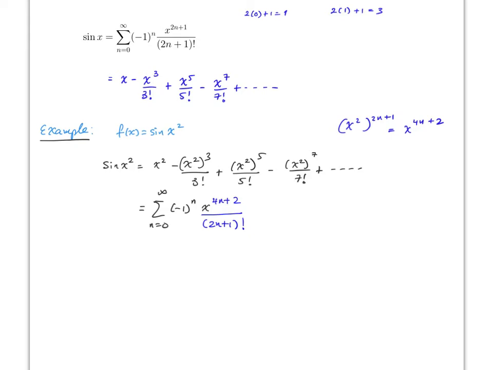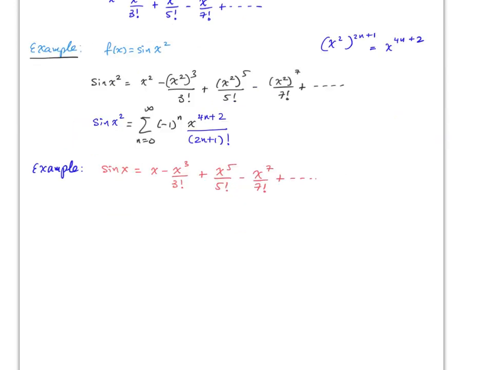Now, just to verify that this is correct, let's check a couple of them. If n is 0, notice that 4 times 0 is 0 plus 2 is 2, which is the 2 right here. 2 times 0 is 0 plus 1 is 1, so 1 factorial is 1. Now, if n is 1, then 4 times 1 is 4 plus 2 is 6, which you get from here. And the bottom is still 3 factorial. So clearly this is the correct answer. So therefore, if I ask you what is the power series representation of sine squared, then this is what it is. That's it. It is that easy.